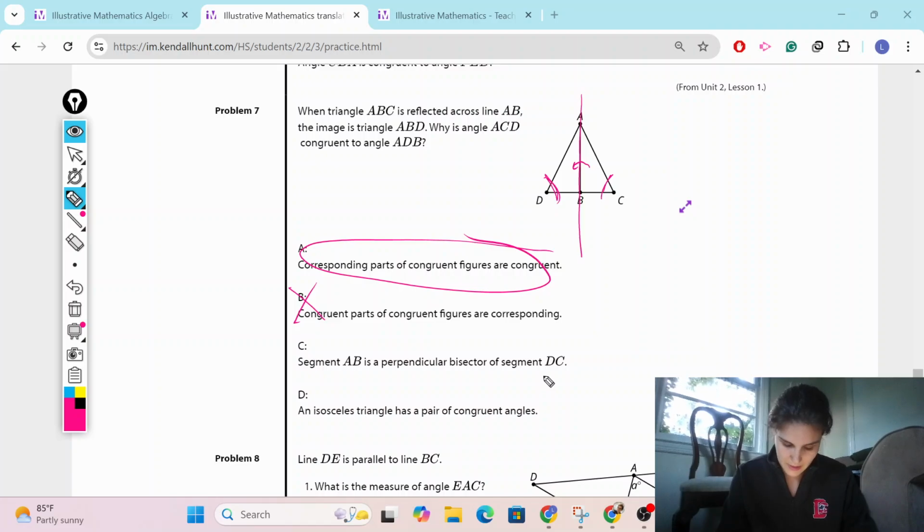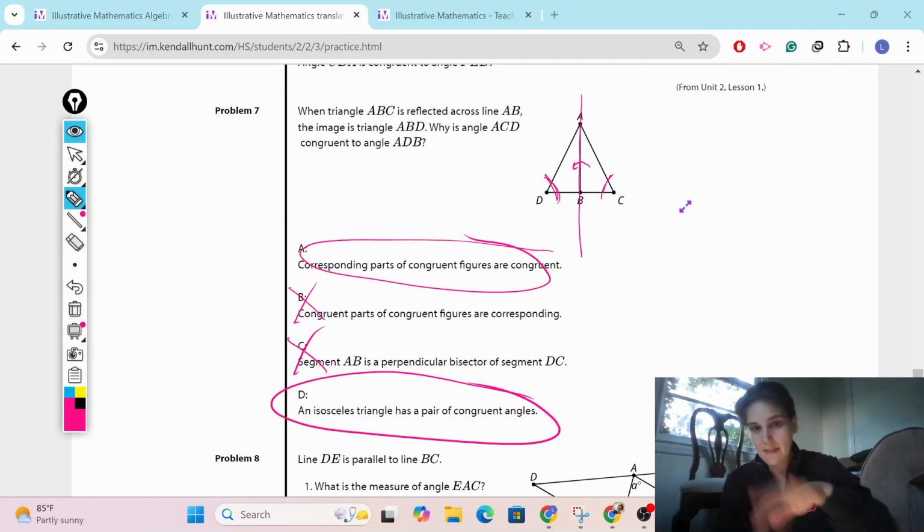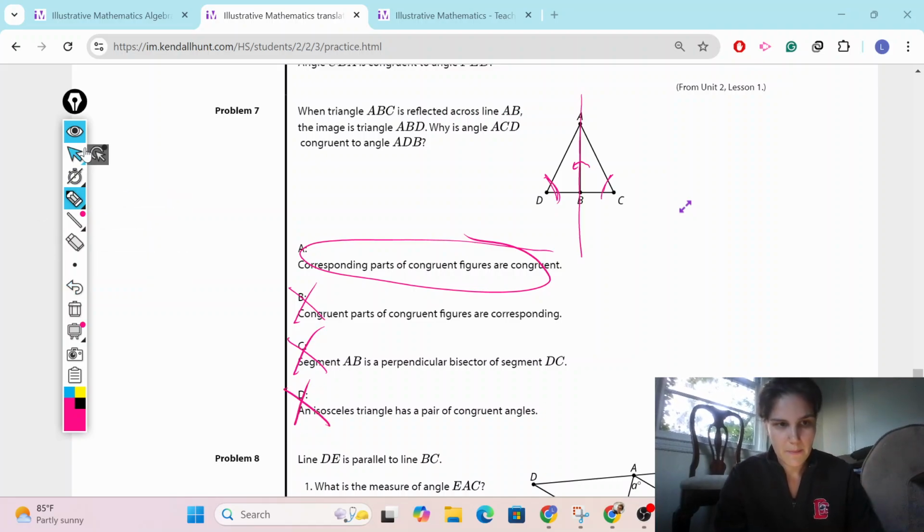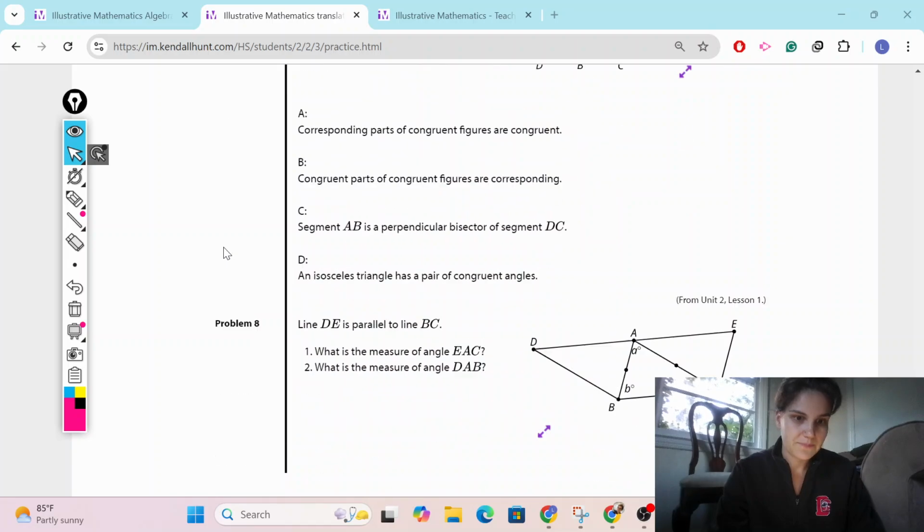Segment AB is a perpendicular bisector of segment DC. That has nothing to do with angle D, nothing to do with angle C, so we're going to cross that out. Finally, an isosceles triangle has a pair of congruent angles. Yes, that's true, but in this case, we don't know if this is an isosceles triangle from the beginning of the question. So we can't use that to prove this fact. What we do know is that it's a rigid motion, it's a reflection, it has a pair of congruent angles, and then actually we can prove that it is an isosceles triangle. But that's not enough information from the jump. So we're going to go with answer A being the correct answer.